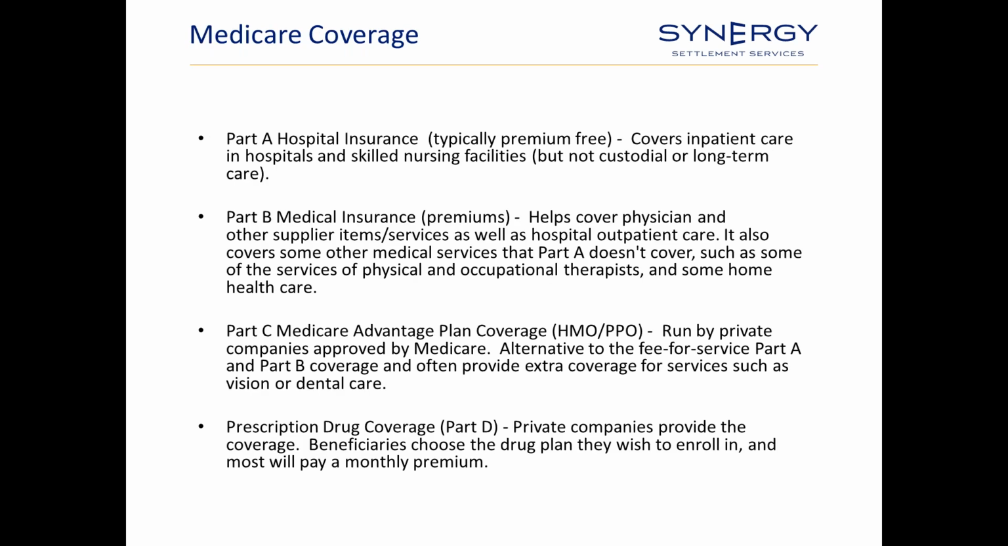So there are different types of Medicare coverage. The traditional Medicare coverage is Part A and Part B, which covers hospitalization and medical expenses. Part C is Medicare Advantage Plans or Medicare HMOs. These are run by private insurance companies, but they've been approved by Medicare and partially funded by Medicare.